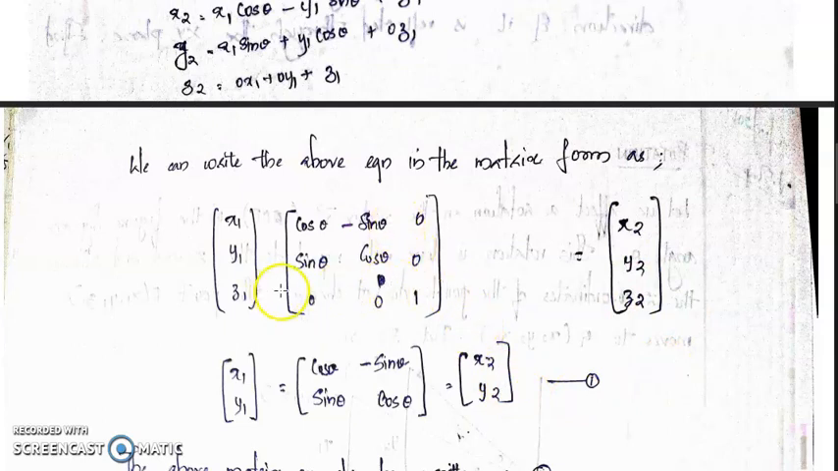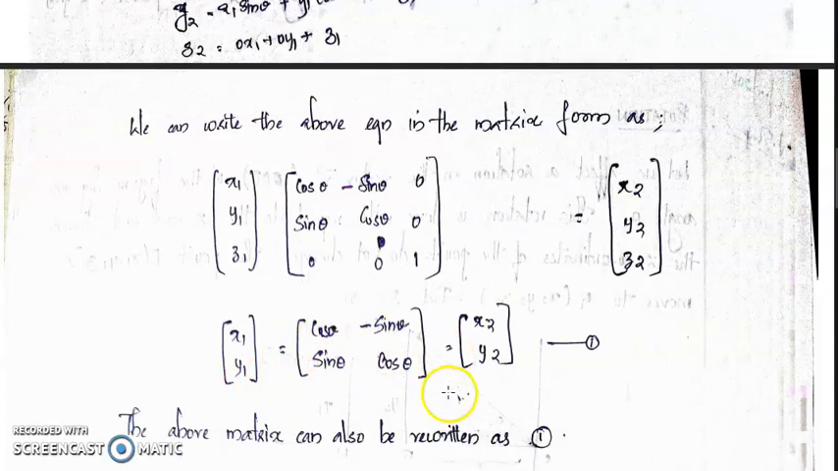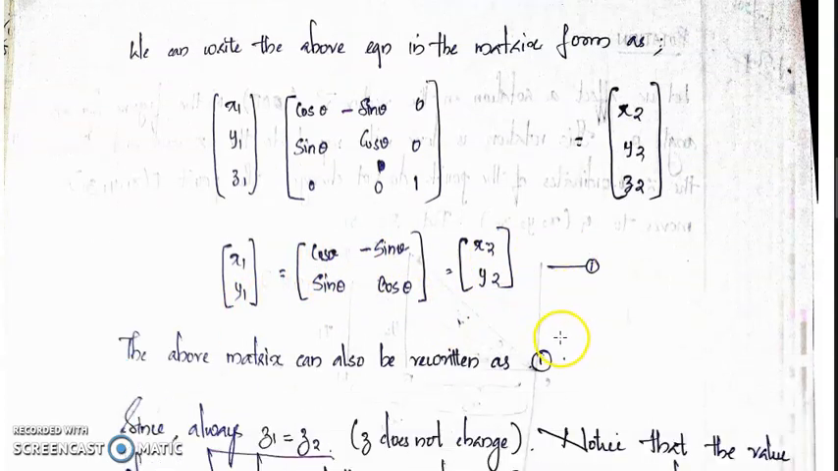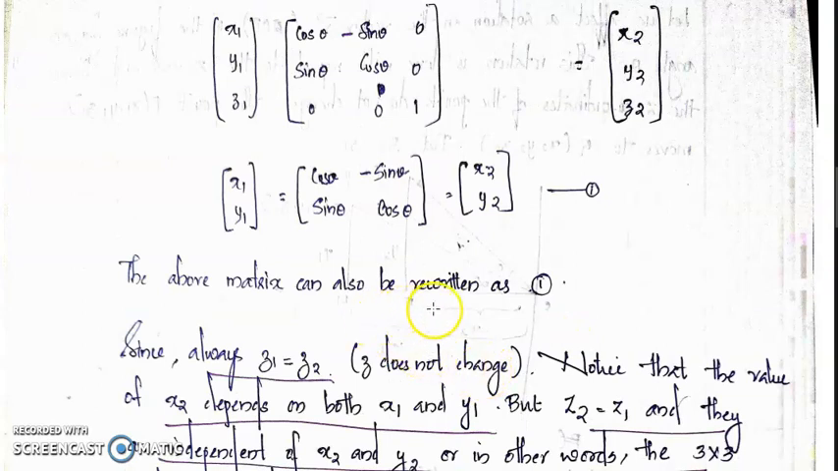And the last term, as it is zeros and 1, we can ignore it, or we can neglect it, or we can write that x1, y1 is equal to cos theta, minus sin theta, cos theta. It is equal to x2 and y2. And the above matrix can also be rewritten like this.